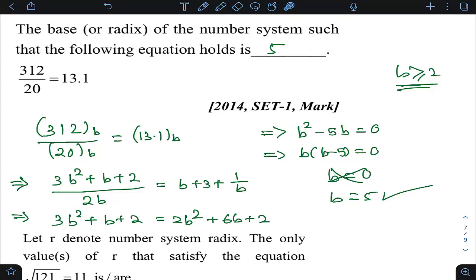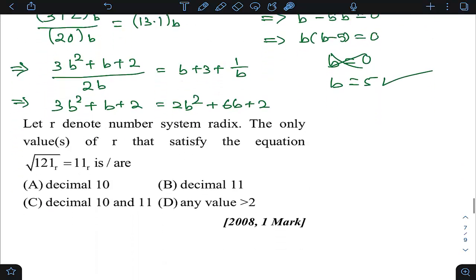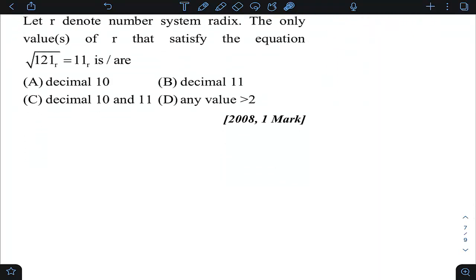Okay, so I have taken one more question of a similar model, but there is a trick involved. That's why we will be solving the next question, which is this question. This was asked in GATE 2008 of computer science. The question is, let R denote the number system radix. The only value or values of R that satisfy the equation 121 base R equals 11 base R, is R. So here the equation is 121 base R is equal to square root of 11 base R. So what value of R will satisfy this?